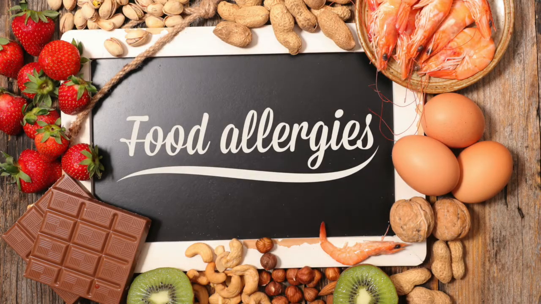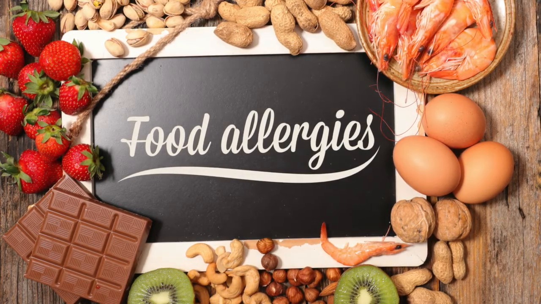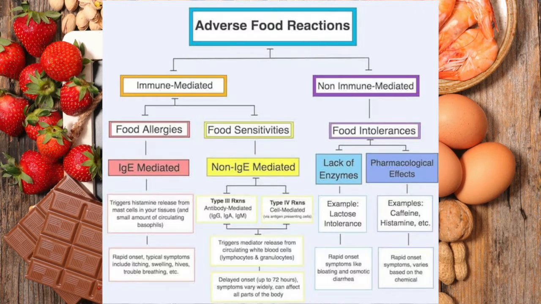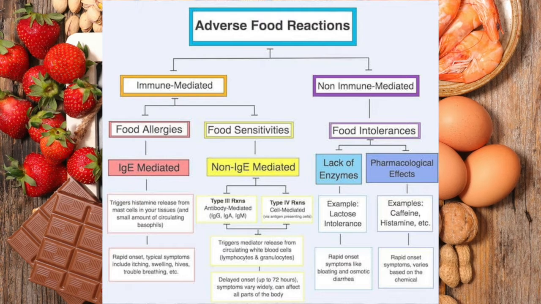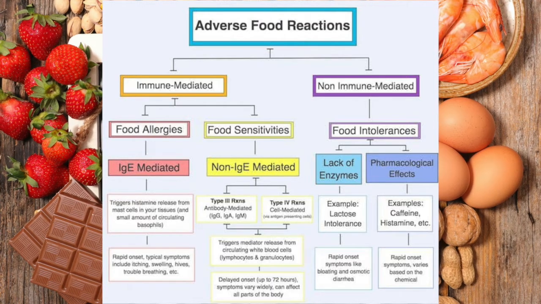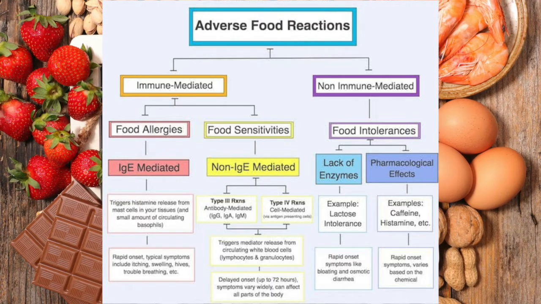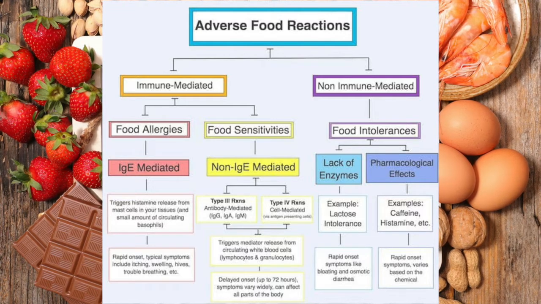Adverse food reaction is an umbrella term that encompasses all the different negative reactions to food. There are three main types: food allergies, food sensitivities, and food intolerances. It is important to distinguish between them as each type has a very different biological pathway.